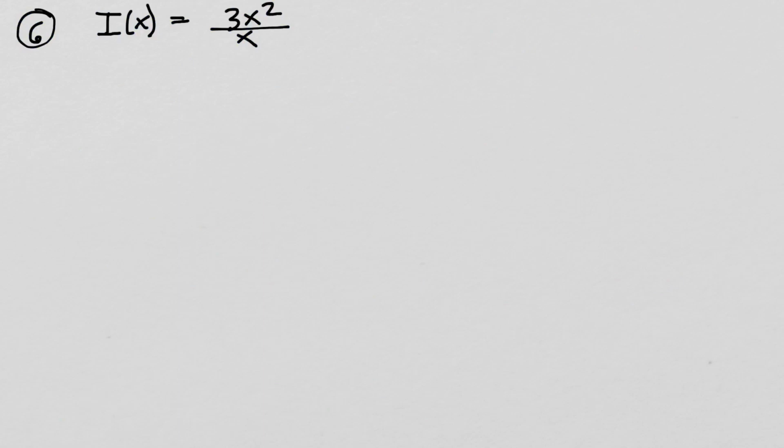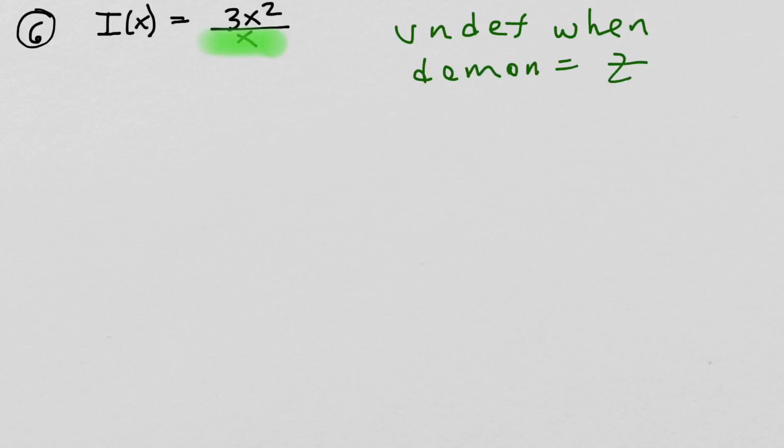One more. Okay, so in this case, our potential problem is a divide by 0 error in the denominator. Undefined when the denominator is 0. All right, so x cannot be 0. That one's pretty easy to see.